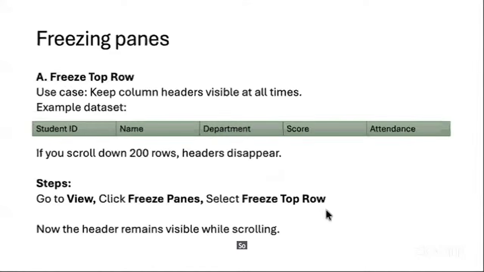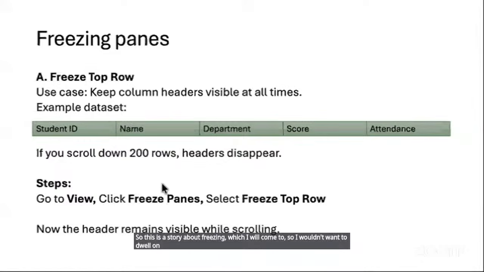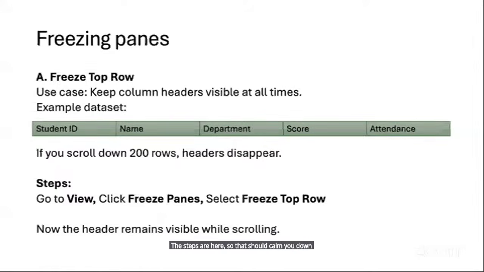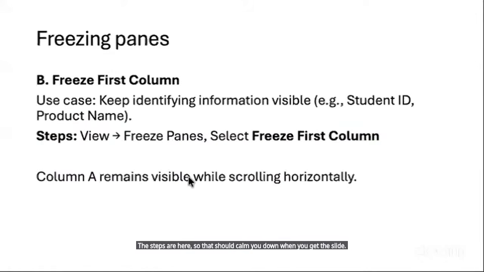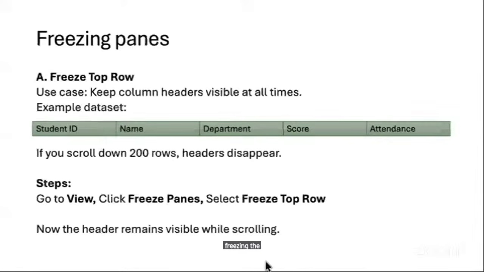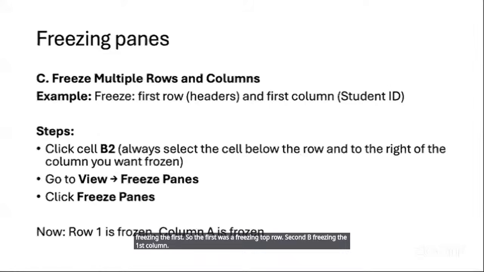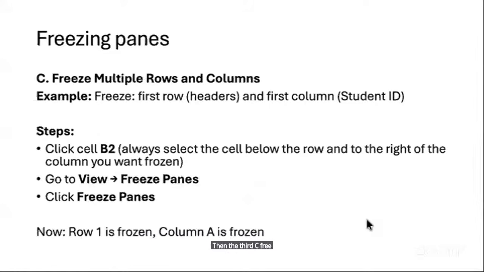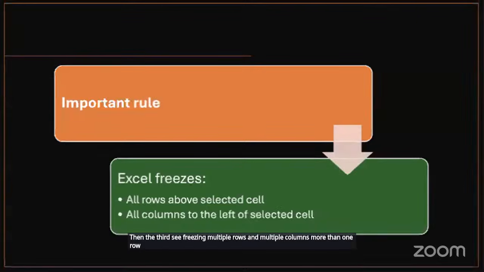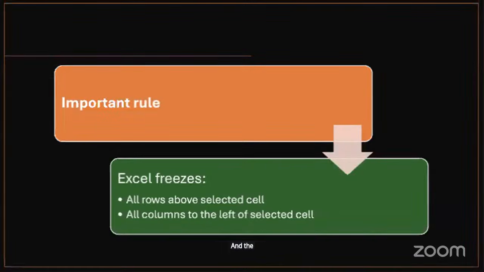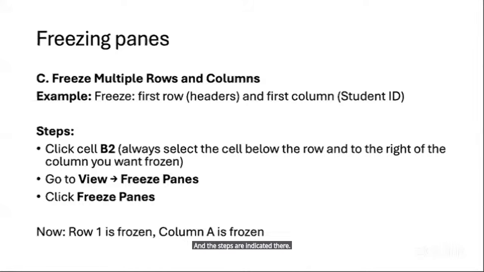So this is a story about freezing, which I will come to. I wouldn't want to dwell on that. That's freezing the top row. The steps are here, so that should calm you down when you get the slide. And the steps written here are the ones on Windows. All right. So the first was A, freezing top row. Second, B, freezing the first column. Then the third, C, freezing multiple rows and multiple columns. More than one row, more than one column. And the steps are indicated there, which I will look at.